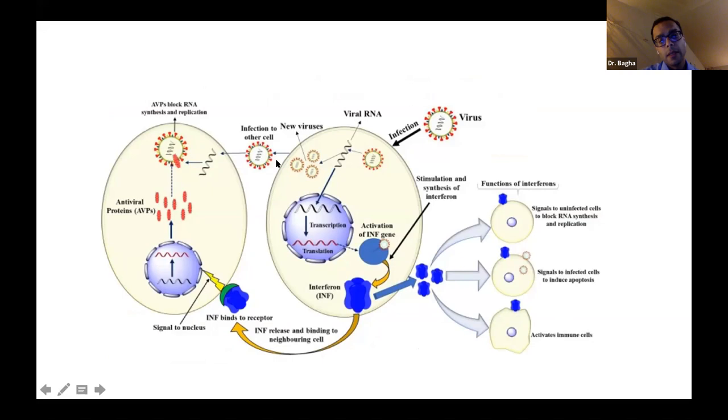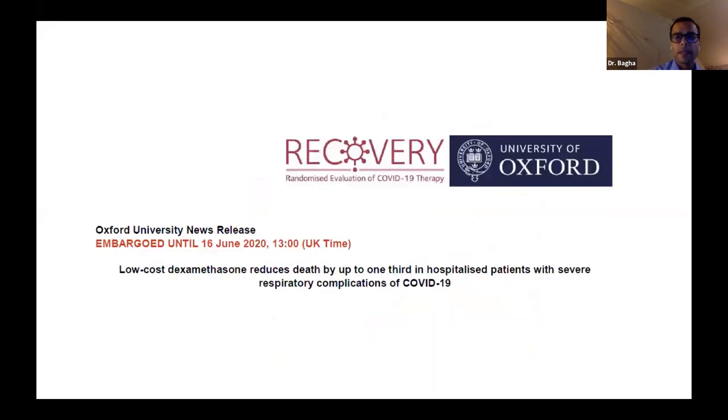So when you tend to get the virus into the cell, it leads to transcription and increased release of interferons. The interferon basically binds to the interferon receptors in the other cells and leads to release of antiviral proteins. And these antiviral proteins actually block RNA synthesis and replication. So the interferon signals to the uninfected cells to block RNA synthesis and replication of the virus. It signals the infected cells to induce the apoptosis of that infected cell and also leads to activation of the immune cells as well to clear up the virus.